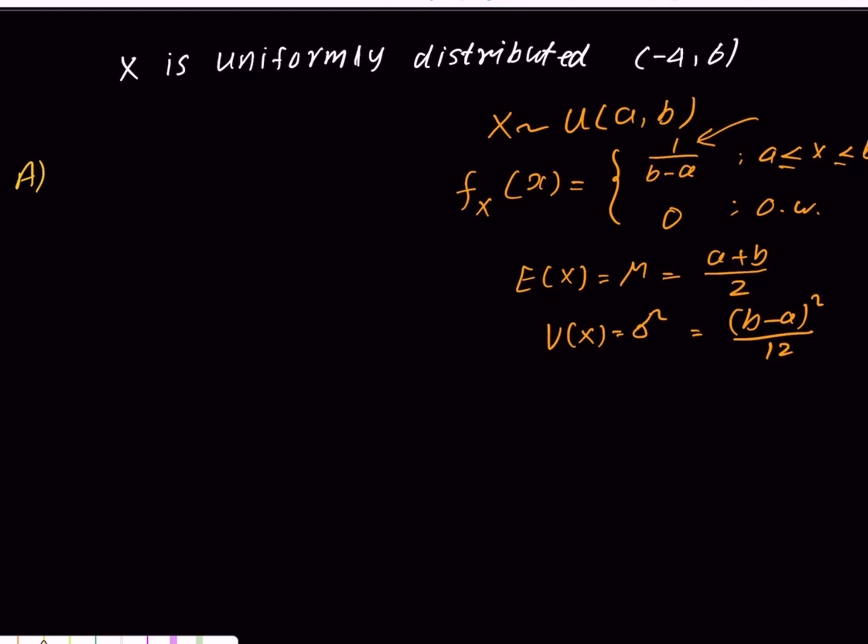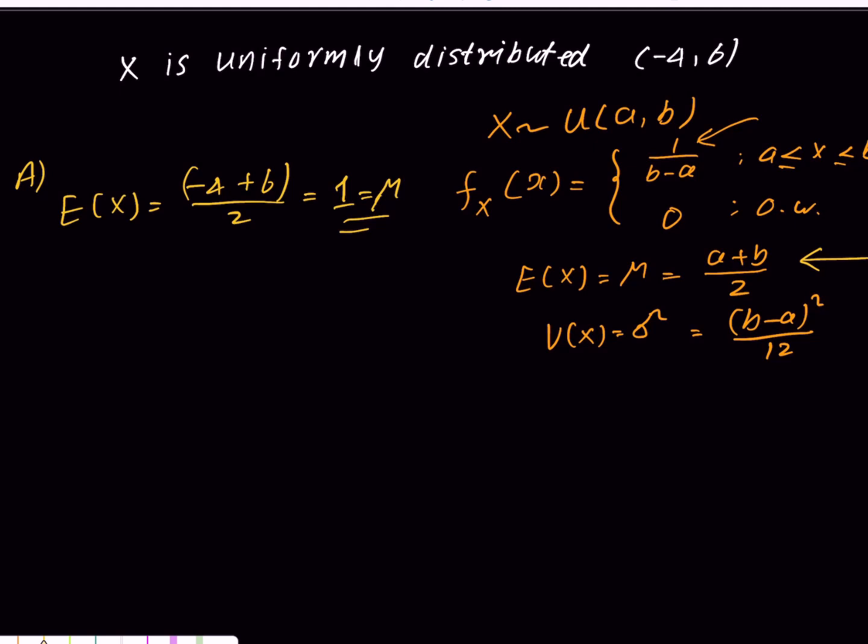It is asking to write down the mean of x, that means the expected value of x. So according to this, you can use this formula directly. So -4 plus 6 divided by 2. So that is 1. Therefore, the mean or expected value of x is 1. This is mu, right? Okay.